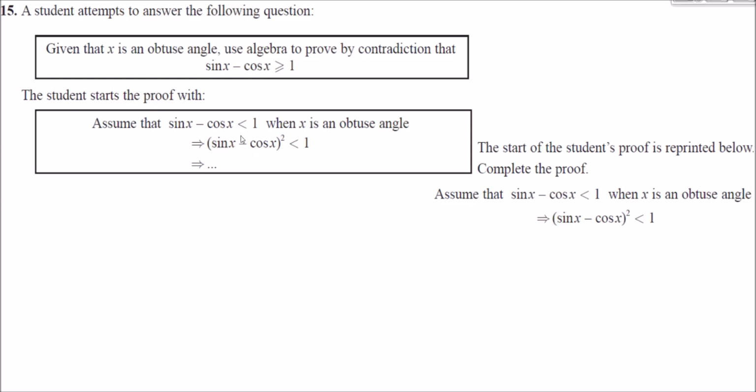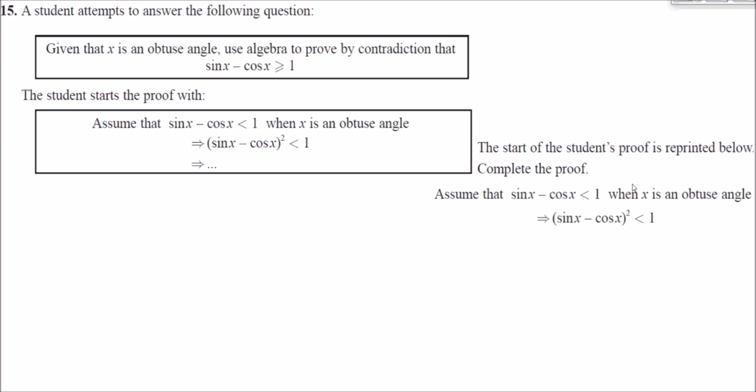So they've started it off, and what we're trying to do here is to square both sides. So (sin x minus cos x) squared is going to be less than 1. And that seems reasonable to me. If you've got a value which is less than 1, and you square it, it's going to be even smaller. For example, 0.9. If you square 0.9, you get 0.81, which is even smaller. So we've not made a mistake yet. What they've written is okay so far.